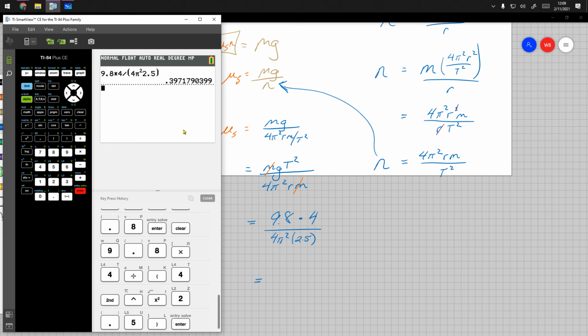Your calculator will always follow the order of operations. I've never found it to break that rule, but I sometimes don't follow the order of operations, and sometimes you don't follow the order of operations. So just keep that in mind.